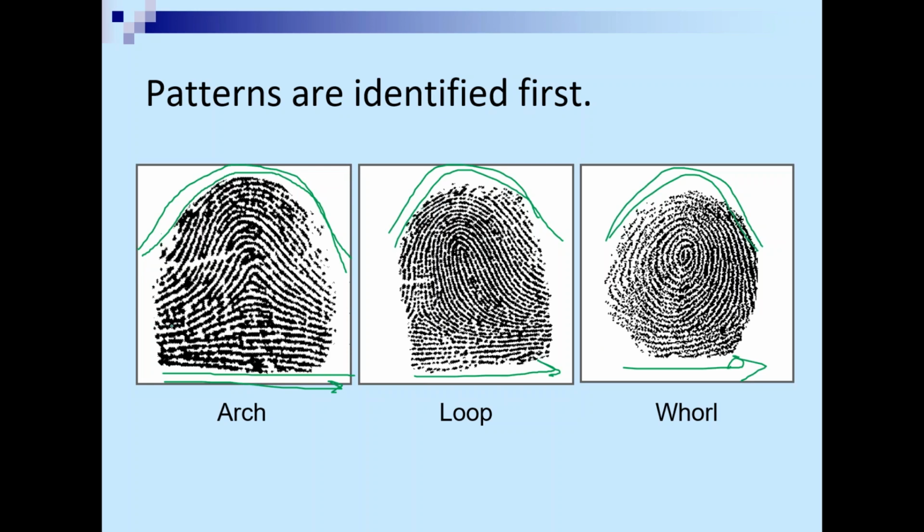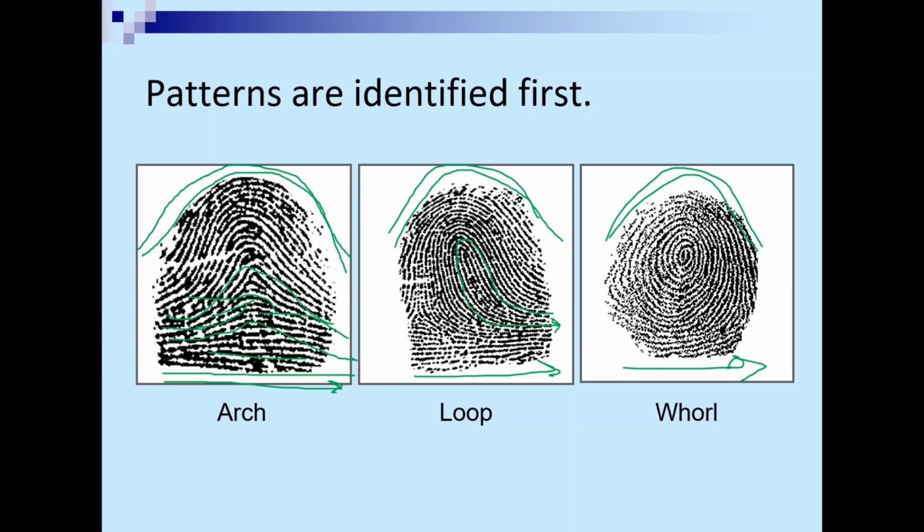For an arch, no matter where the ridge enters, it may go up and down or split into 2 or stop, but you always have them entering from the left and exiting from the right. So they always go straight across. With a loop, you'll notice here some ridges enter, wrap around, loop around, and exit from the same direction. So that's what is indicative of a loop.